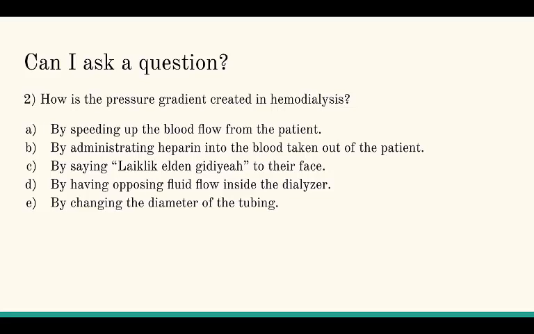D, by having opposing fluid flow inside the dialyzer. This was what we said before. The pressure gradient is acquired by having opposing liquid flows on either side of the synthetic porous membrane inside the dialyzer, and this helps with the filtration procedure. And E, certainly not by changing the diameter of the tubing.